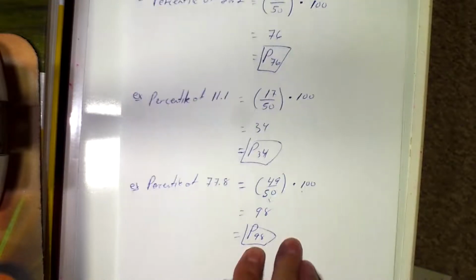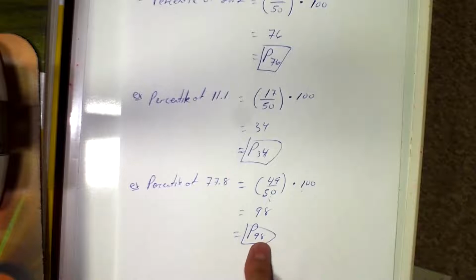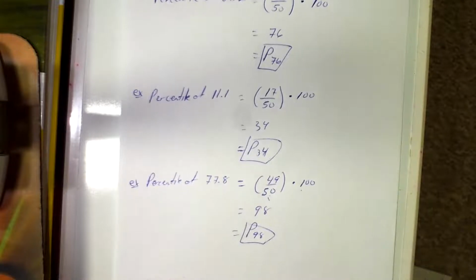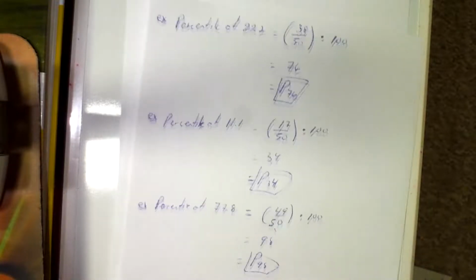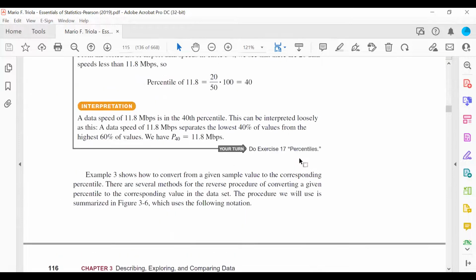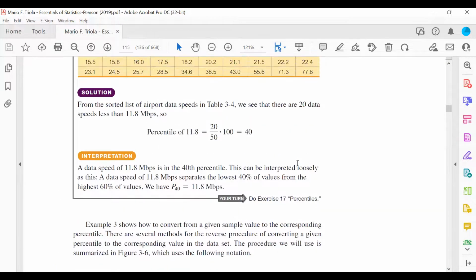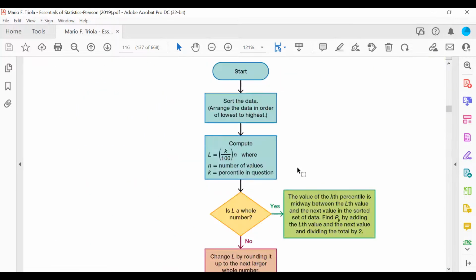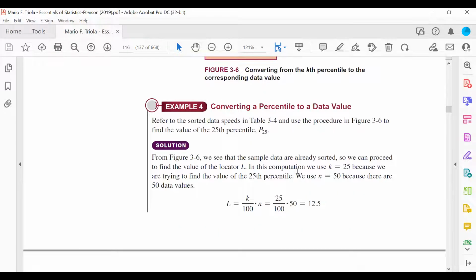Now we're going to go backwards. What if we're given the percentile? We want to trace it back to the number that's on the list. So I'm going to show you how to do it backwards. So let's go back to our book and let's look for it. This one is called converting a percentile to a data value. So that's what we're going to do next. We're going to go backwards.